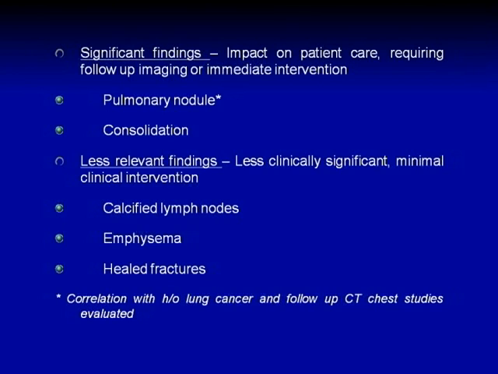There were significant findings which we thought impacted the patient care significantly and required either a follow-up imaging protocol or immediate clinical intervention. These were like pulmonary nodules, consolidation, and the less relevant findings were the ones which did not require immediate clinical intervention, like emphysema, healed fractures, incidental finding of substernal thyroid, and so on. Just to mention here, whenever we found a pulmonary nodule, we went back and retrospectively reviewed the patient's chart again to review if there was correlation of past history of known lung carcinoma.